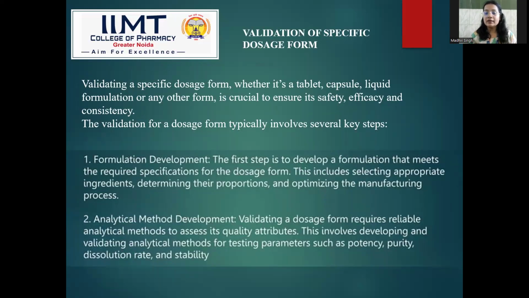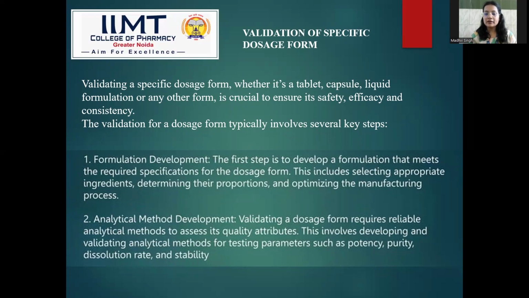So the next point is validation of specific dosage form. So specific dosage forms involve tablets, capsule, liquid formulations, powders, and any other form. It is crucial to assure their safety, efficacy, potency, consistency. There may be various key steps involved in the validation for a specific dosage form. First is formulation development. The first step is to develop the formulation that meets the required specification for the dosage form. This includes selecting appropriate ingredients, determining their proportion or compositions, optimizing the manufacturing process.